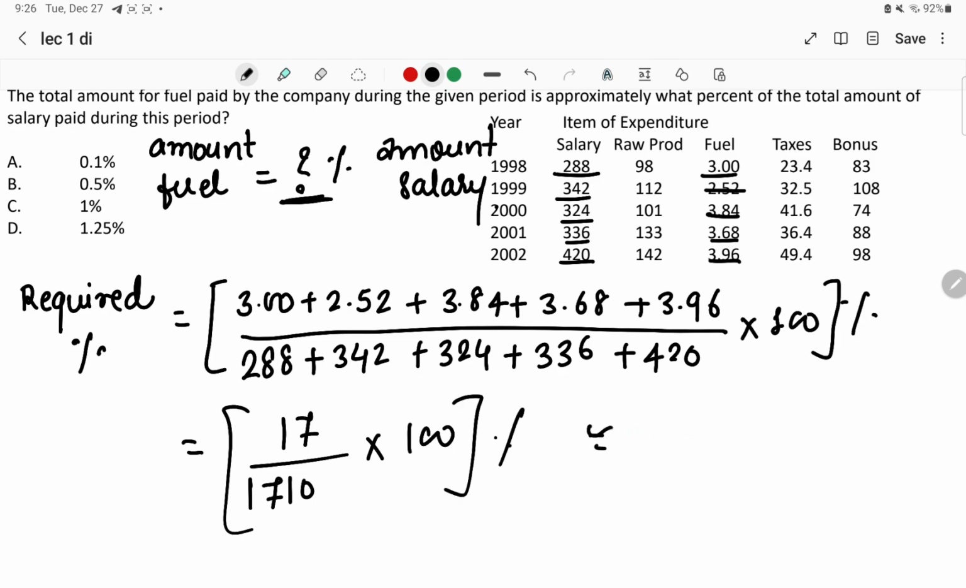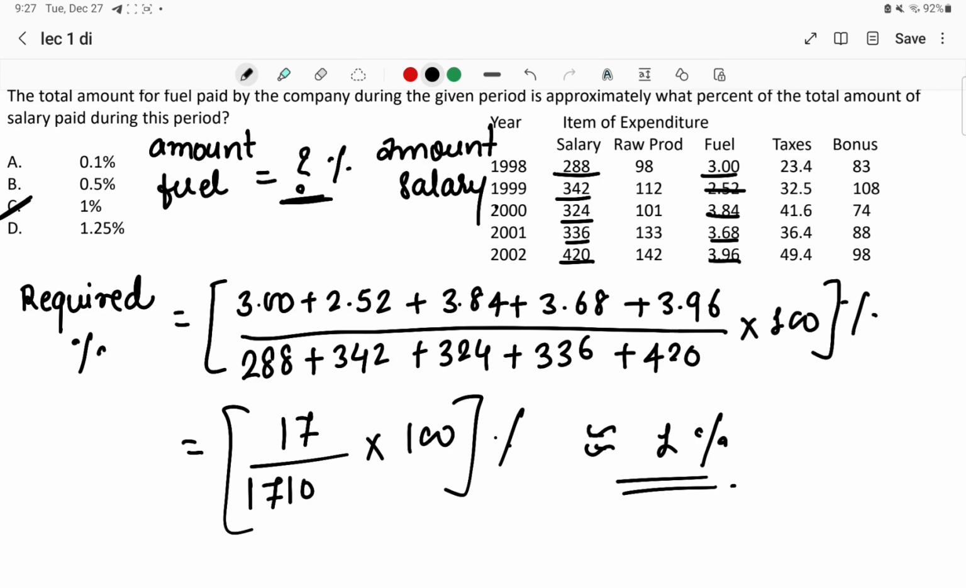So the answer will be equivalent to 1%. Got it? So what we have calculated over here, I'm again and again telling you, if you have not watched the mathematical reasoning portion, please go and watch over there so that you can make the foundation stronger and come back to this DI portion.